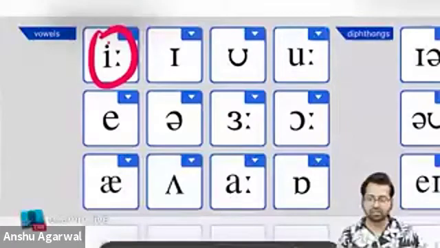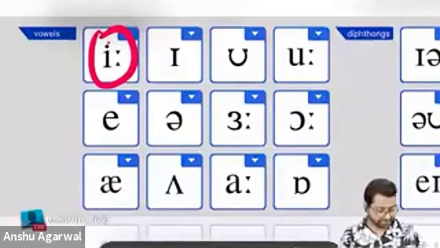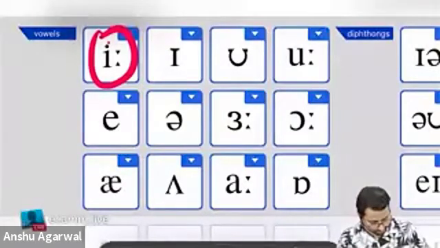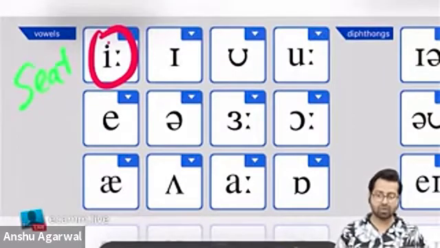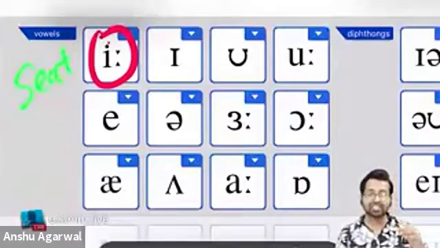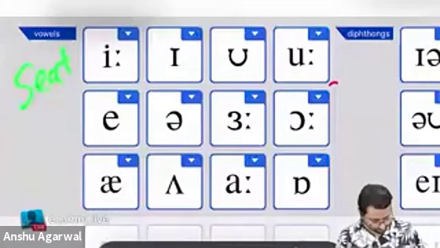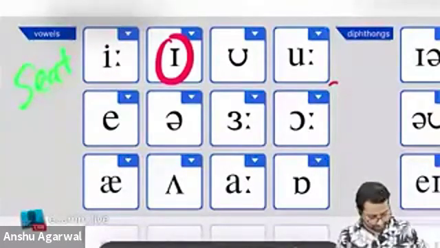Right? Can you give me an example of a word here? Jaspal says seat. Yes. So we've got seat. Correct. The next one is short E. Yeah, many of you are giving examples. Great. Short E. It will take sit. Right? This will take sit.